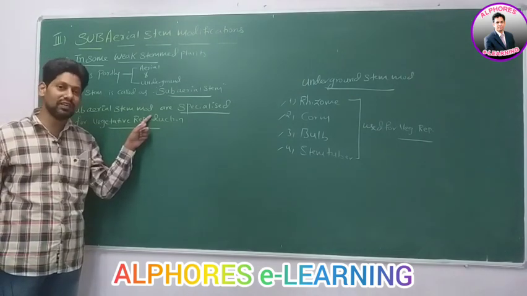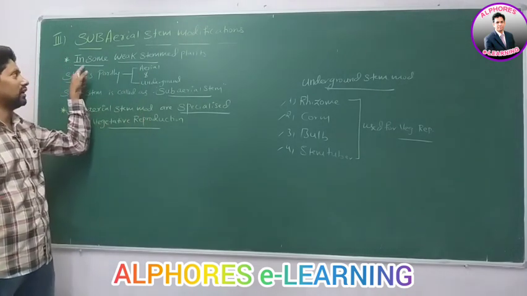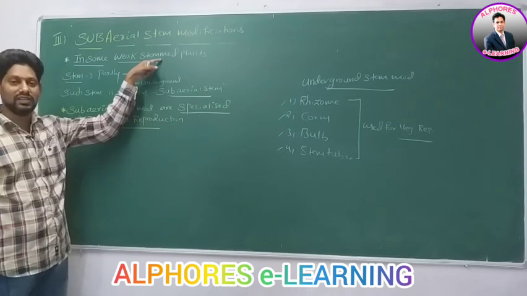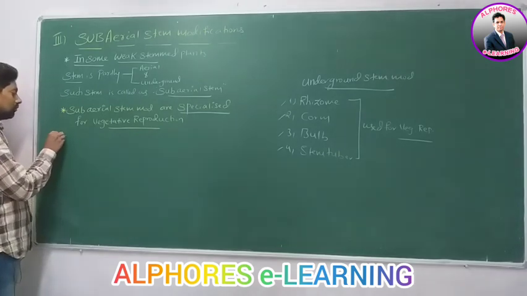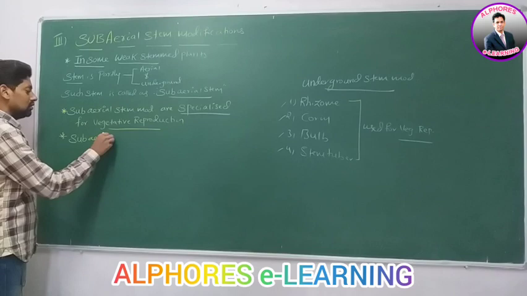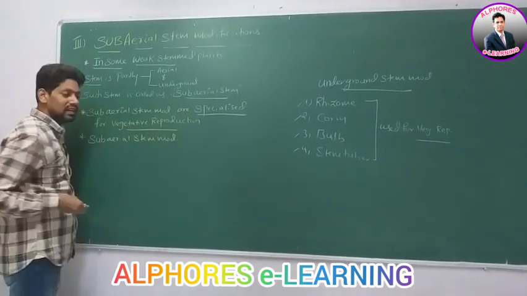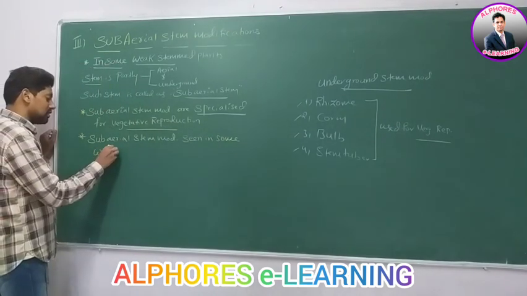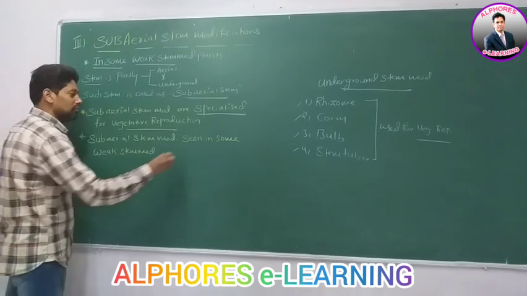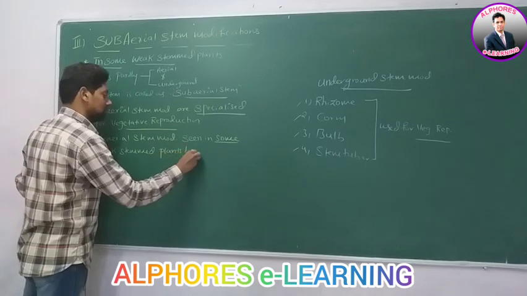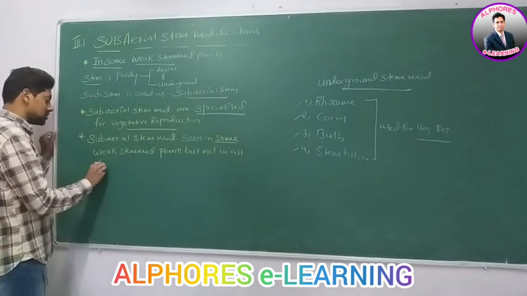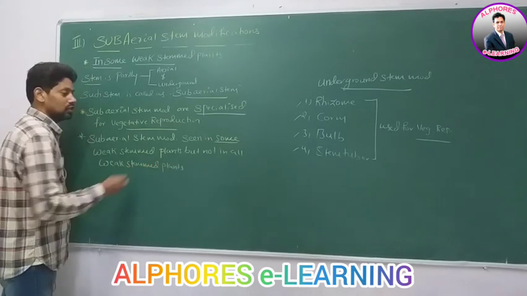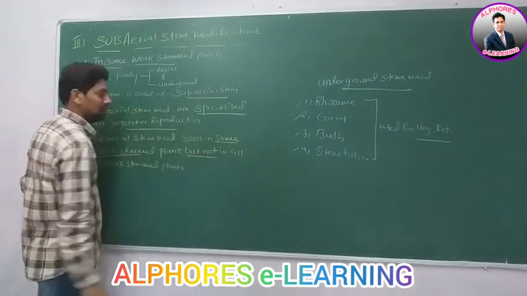Now listen to the question. Can you see subaerial stem modifications in all weak stemmed plants? No. I already wrote this statement: in some weak stemmed plants. Therefore, is subaerial stem modification seen in all weak stemmed plants? No. Therefore, subaerial stem modifications are seen in some weak stemmed plants, but not in all weak stemmed plants.